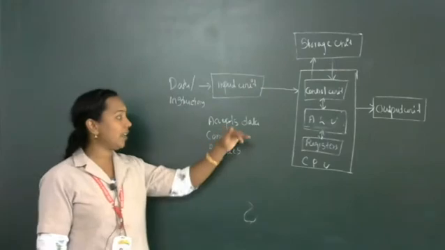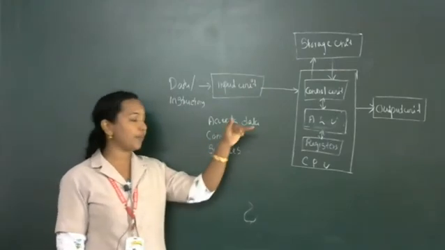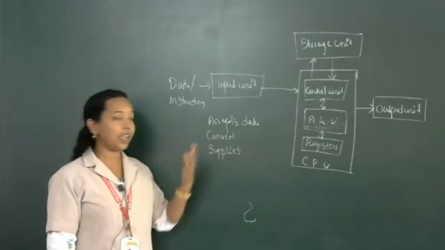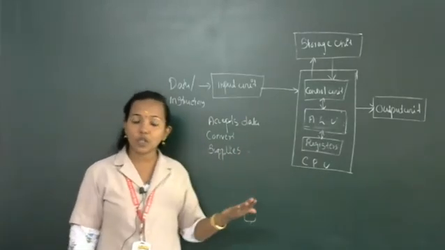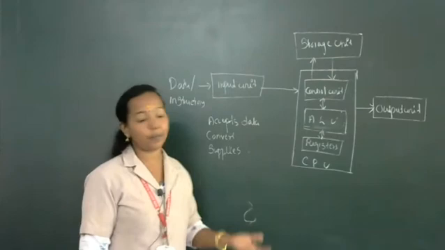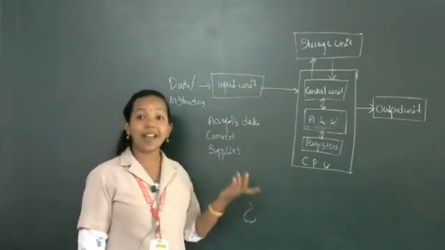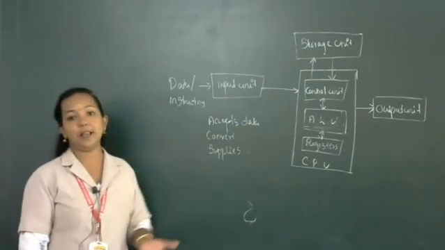So these are the three duties of input unit. What is the first duty? It accepts data for processing. Second duty, it converts data into machine readable format. Last duty, what is the last duty? It supplies data for processing.